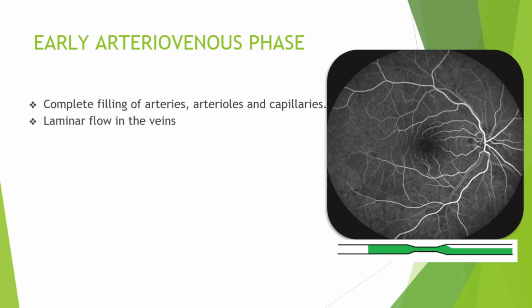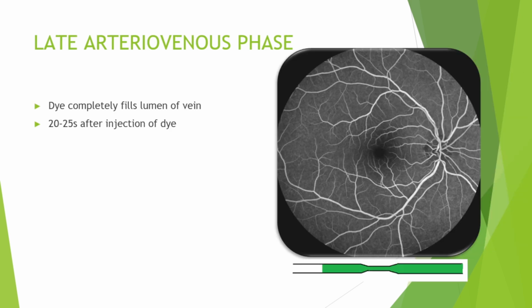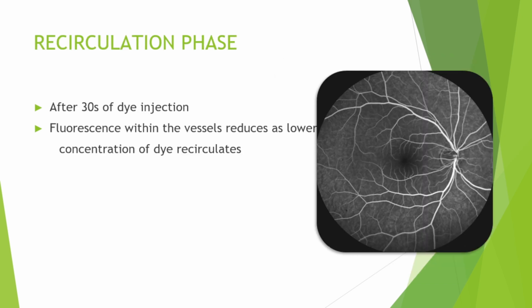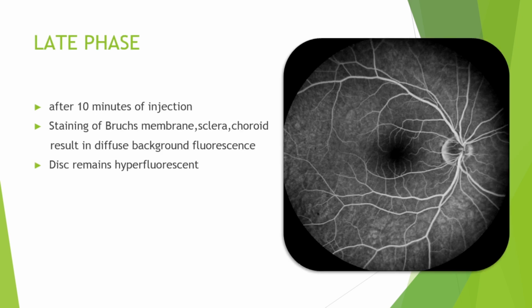the blood flowing faster in the center than in the periphery. So the fluorescent molecules get accumulated in the periphery, causing hyperfluorescence with a hypofluorescent part in the middle. This is the late arteriovenous phase. The veins have been completely filled. It happens 20 to 25 seconds after the injection of the dye. The recirculation phase happens after 30 seconds of dye injection, and the fluorescence of the vessels reduces as more dye goes into recirculation.